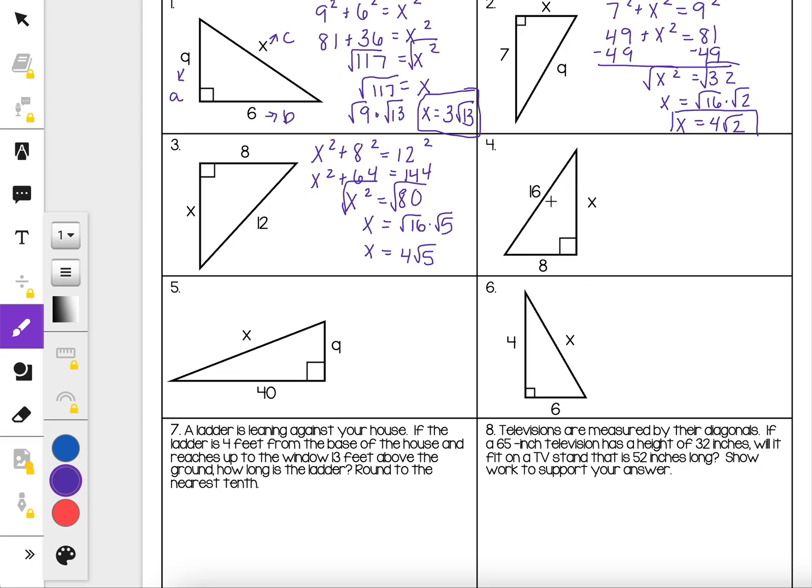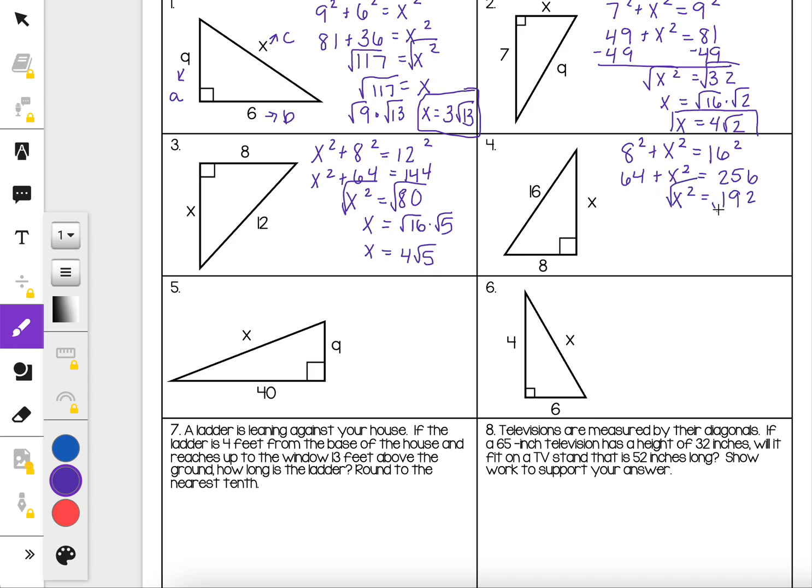Number 4, again, this is similar. We're looking for the leg. So x squared plus 8 squared equals 16 squared. 64 plus x squared equals 16 squared, which is 256. Subtract 64 from both sides, and we get 192.